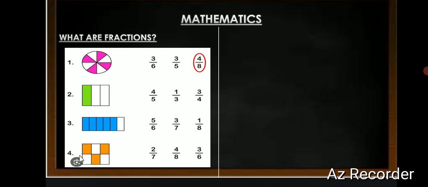Taking a look at this number 4, we have a total of how many portions? 6 portions. Out of which how many are shaded? 3 are shaded. 1, 2, 3. So the right fraction is 3 over 6.